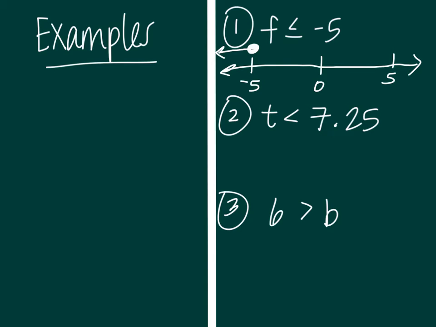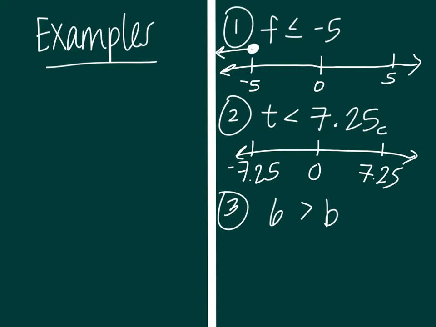Number 2, t is less than 7.25. This time we'll have an open circle. So I'll put 7.25. I'll also put -7.25. Open circle over 7.25. My line will go this way to show numbers less than 7.25.